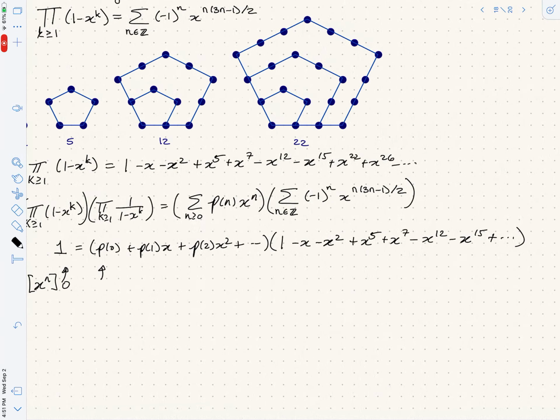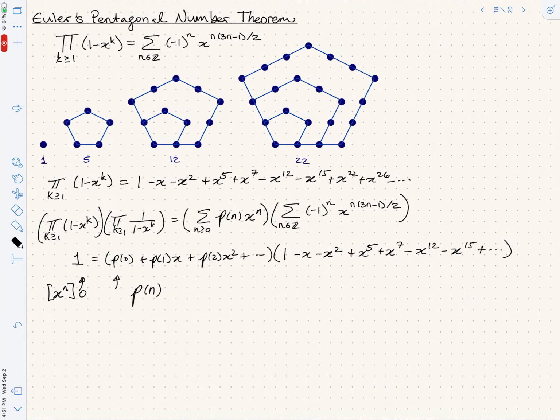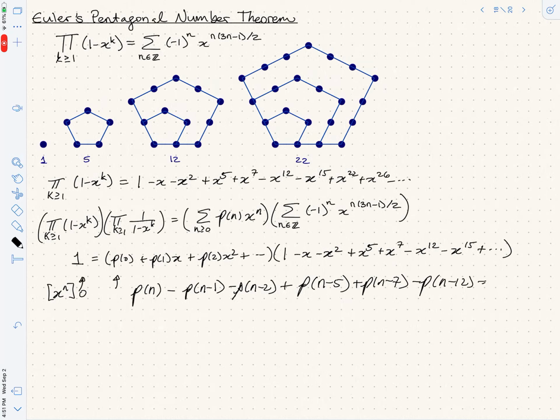So if we want to get an x to the n, we could get a p of n times 1, right? So we can get p of n. Or we could get p of n minus 1, and then we're going to need to pick up an x. So we're going to get minus p of n minus 1. We could take a p of n minus 2, but then we're going to need to pick up an x squared, p of n minus 2. And now we can't take p of n minus 3 because there's no x cubed. So the next term that we can take is the one that comes with the x to the 5. Okay, so that's going to say positive sign, so we're going to get p of n minus 5 plus p of n minus 7 minus p of n minus 12 minus p of n minus 15, and so on.